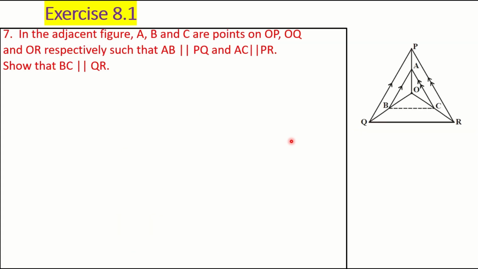Next. In the adjacent figure, A, B, C are points on OP, OQ, and OR, such that AB is parallel to PQ, AC is parallel to PR. Only these two are parallel, which is given. We have to prove that the third, BC, is also parallel to QR.